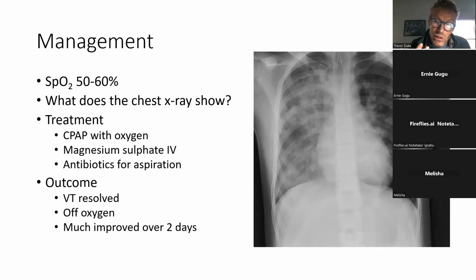And once the child's back in the sinus rhythm, you just need to give them lots of oxygen and lots of CPAP. He had CPAP for 24 hours and magnesium, and he got antibiotics for possible aspiration, and everything got better over 2 days. His ventricular tachycardia resolved, he was off oxygen, and he was much improved over 2 days.